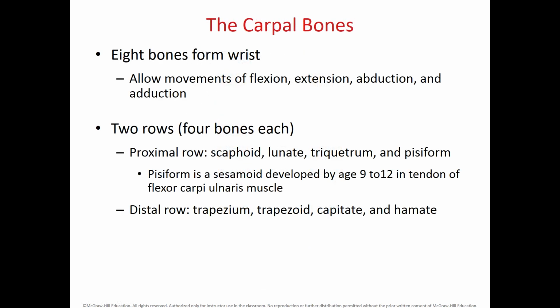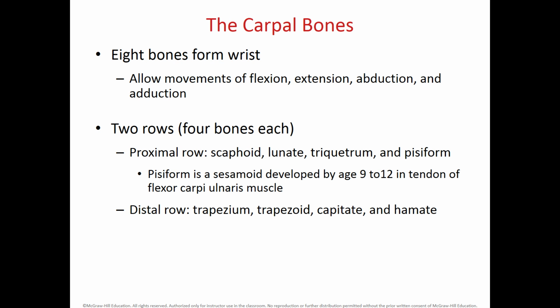Within the wrist, we have 8 bones that allow movements of flexion, extension, abduction, and adduction, so you can move your wrist freely, so you can move your hand. And then you have 2 rows of 4 bones each for the carpal bones. So the proximal row has these bones with the following names: scaphoid, lunate, triquetum, and pisiform. And then the distal row has trapezium, trapezoid, capitate, and hamate.